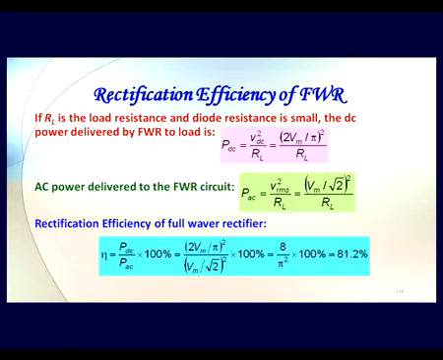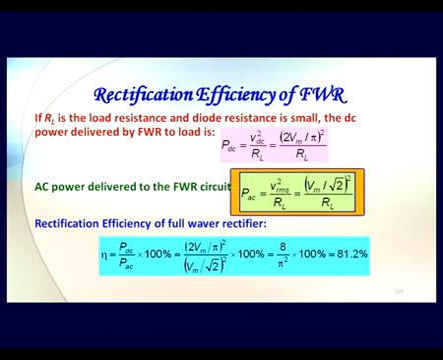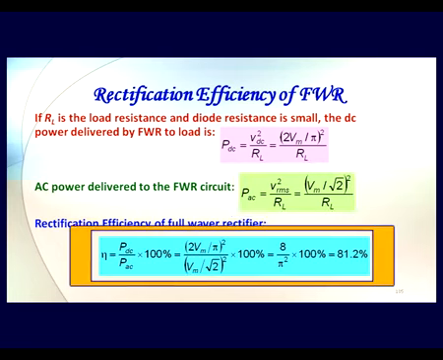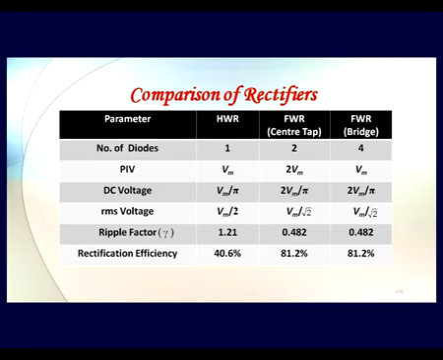And the rectification efficiency also, if you see, by just substituting VDC square by RL for PDC and Vrms square upon RL for PAC, then PDC by PAC will be equal to 8 by pi square into 100, that is 81.2%, a very high efficiency. And that's why we are having very good performance when a full wave rectifier is there. So in this table we are summarizing the performance of all these rectifiers.